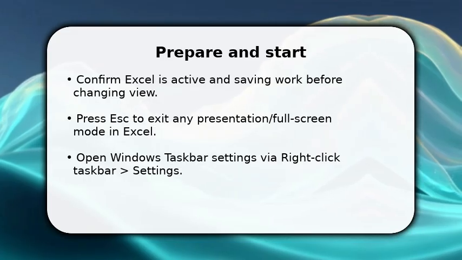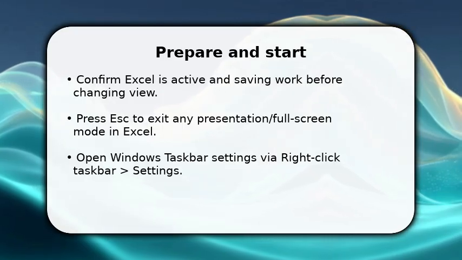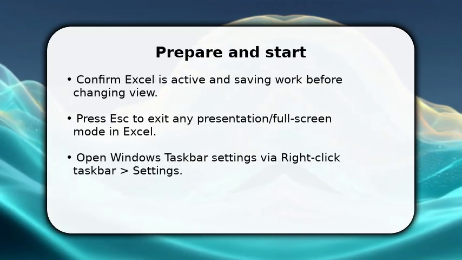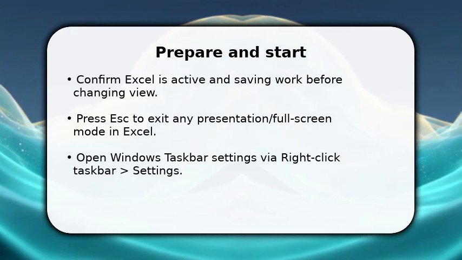Open the Windows Taskbar settings quickly. Right-click the taskbar and choose Settings. Once done, you will be positioned to change how the taskbar behaves while Excel is open. These quick steps avoid toggling Excel-specific display features first.